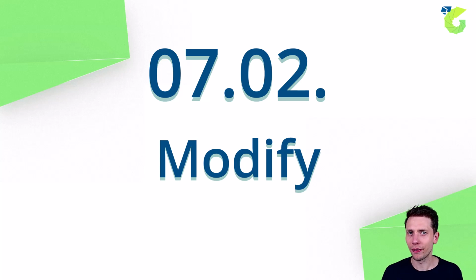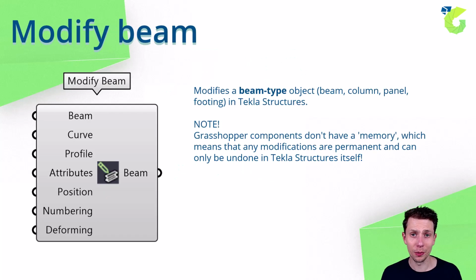And the Modify ribbon completely changed that, because you can modify already existing objects in Tekla. You can modify everything which was modeled manually. And this can give you a new perspective on how you can model manually, but still modify some repetitive tasks in Grasshopper. So the first component is Modify Beam.